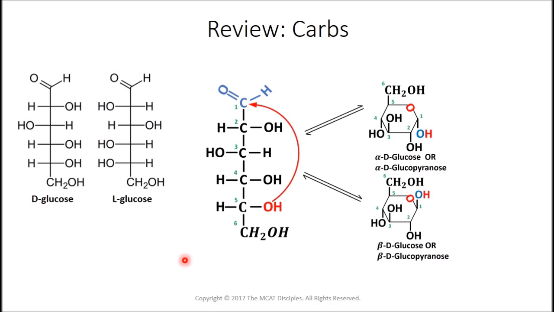Again, you notice that we can call this alpha D-glucose or alpha D-glucopyranose. The pyranose is a 6-membered heterocycle. That's how you name a 6-membered heterocycle containing oxygen. If you had fructose here, you can call it alpha D-fructose, or you can call it alpha D-fructofuranose. That's the same thing. The furanose is just a 5-membered heterocycle containing oxygen.